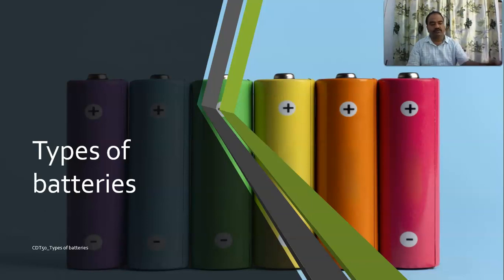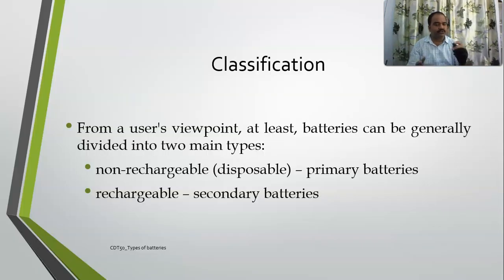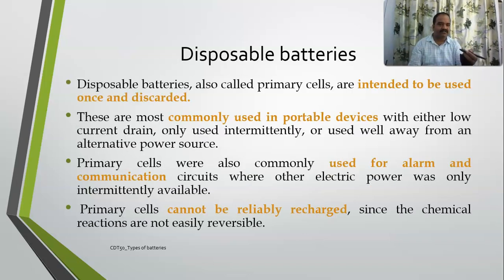Okay. Now, let's move on to the types of batteries. When we move on to types of batteries, we generally classify them into two types. One is a disposable battery. We call it a primary battery or a non-rechargeable battery. The second one is a secondary battery, which we call a rechargeable battery. So the broad classification is whether you can dispose it or not, or whether you can recharge it or not. So we'll start with the disposable batteries.